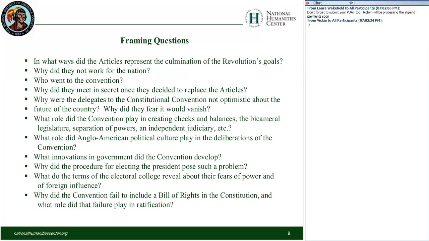Why did the procedures for electing the president pose such a problem? What did the terms of the Electoral College reveal about the founders' fears of power and foreign influence? And finally, why did the convention fail to include a Bill of Rights? And what role did that failure play in ratification? All very important questions, all questions that come up in classes and that reverberate with us even today.